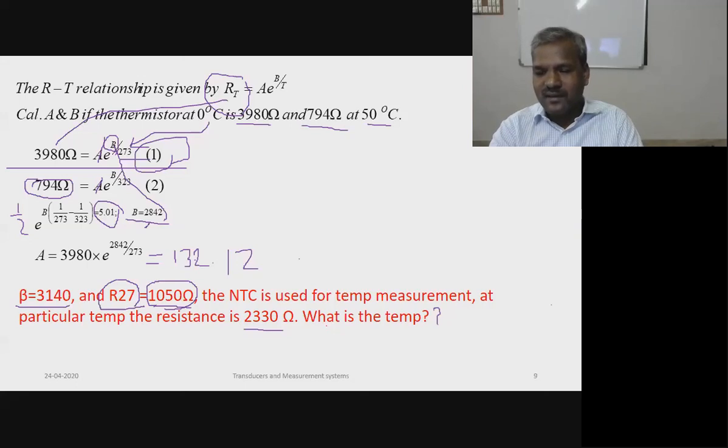So please calculate and tell me the answer. Submit along with the notes. The temperature is around 0 degrees Celsius. So you do it on your own, right?